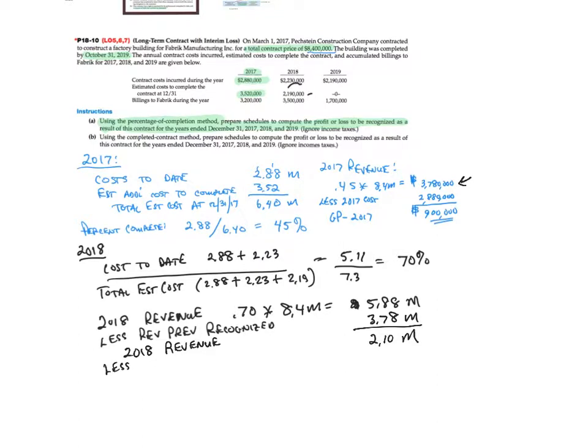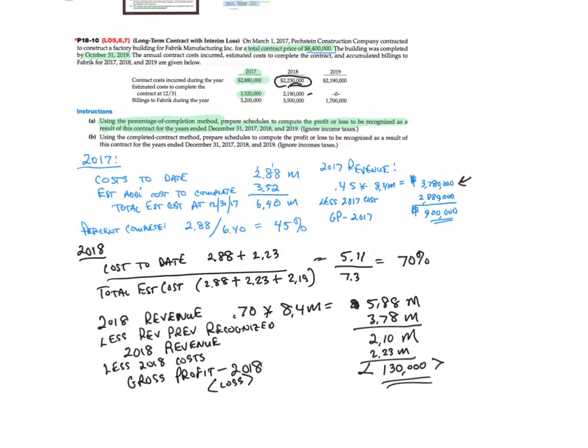Less 2018 cost, and that was the 2.23 million. And when we subtract that, we have a gross profit for 2018 of $130,000, and that is a loss, and that's gross loss for 2018.